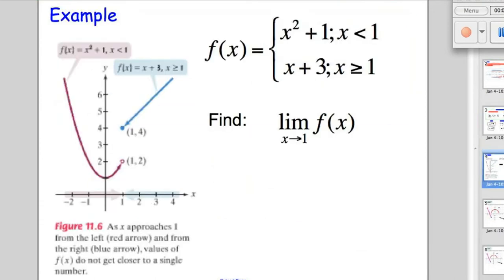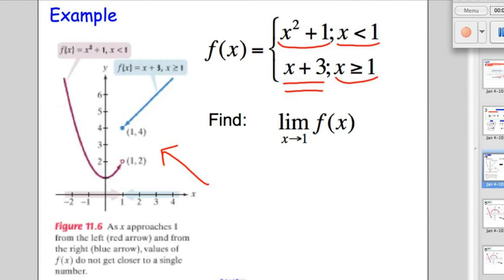This is what we call a piecewise function. A piecewise function says, here's the function when x is less than 1. Okay, but when x becomes 1 or greater than 1, then we're going to use this function. This is the graph of that piecewise function here. There's two pieces, one when x is less than 1, and the other half is when x is greater than or equal to 1.